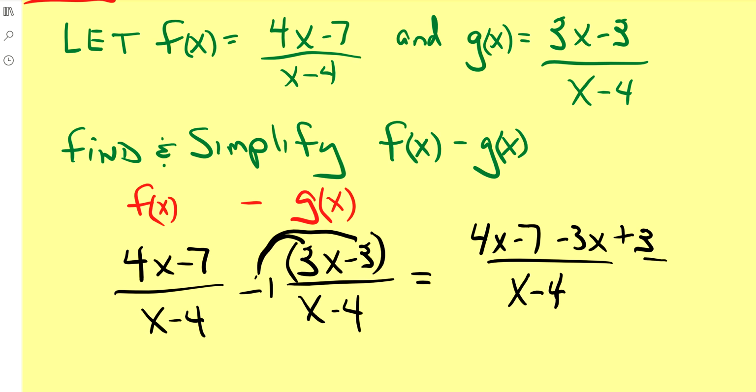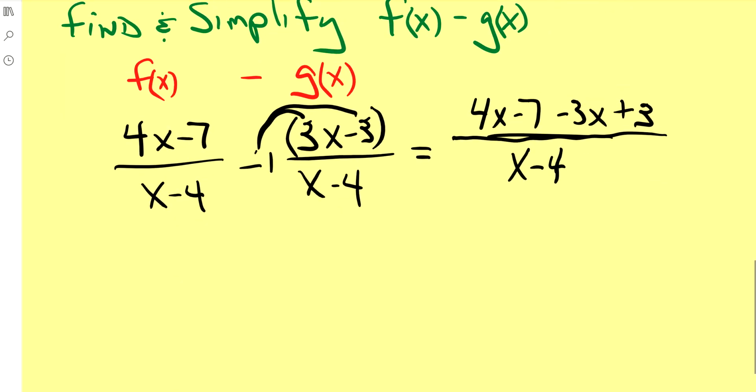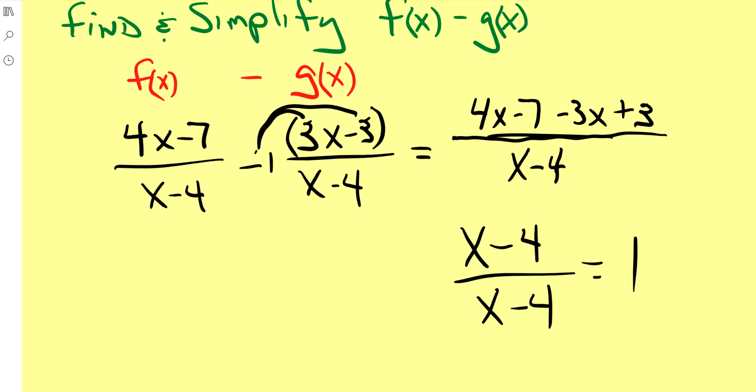All right, and this is what I've got thus far. And how about if we clean this up? Meaning 4x minus 3x is x, negative 7 plus 3 is negative 4, okay, and that's going to be over x minus 4, and x minus 4 over x minus 4 is 1, and that's it.